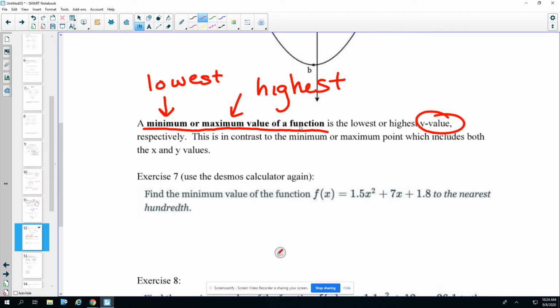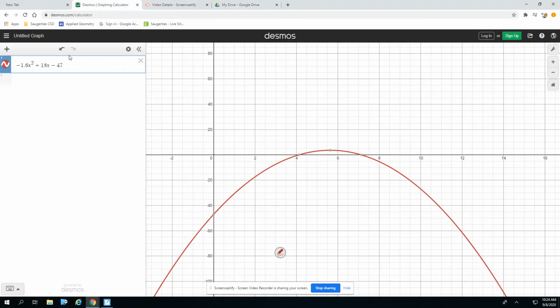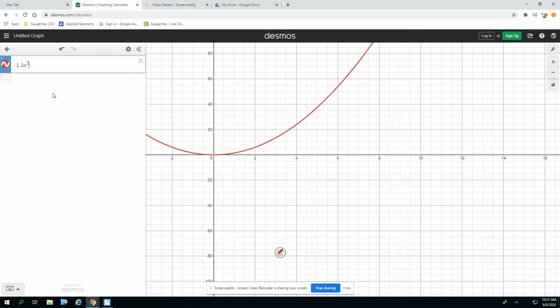So we're going to go to the Desmos calculator. We have functions to type in. So I'll switch over to that. And this first function we're going to work with is 1.5x. Remember, shift 6 gives you that little caret for the exponent. Looks kind of like what's on a graphing calculator.